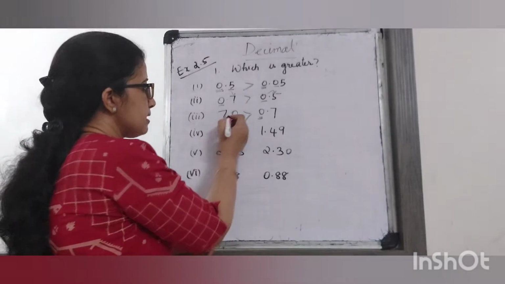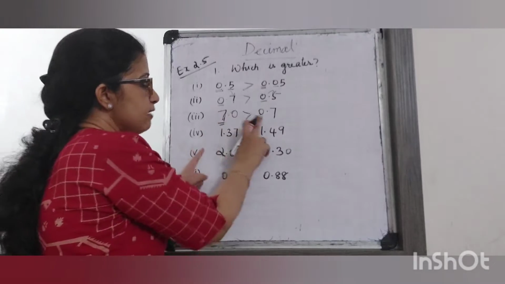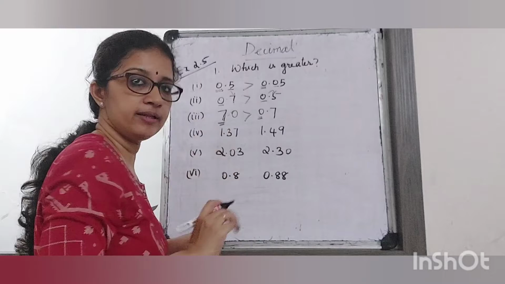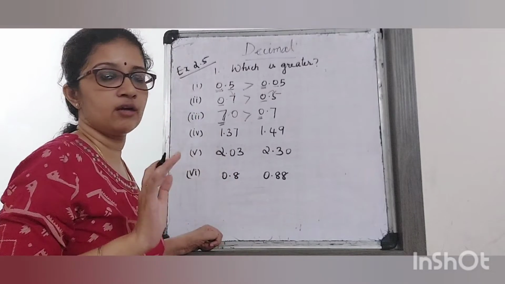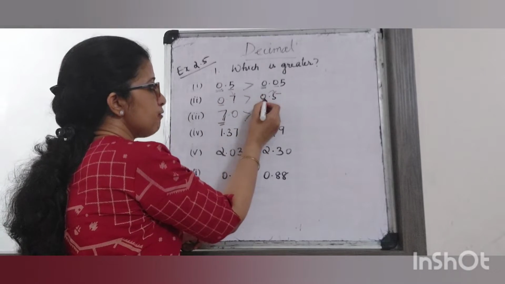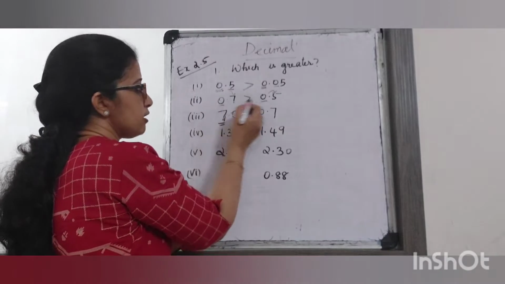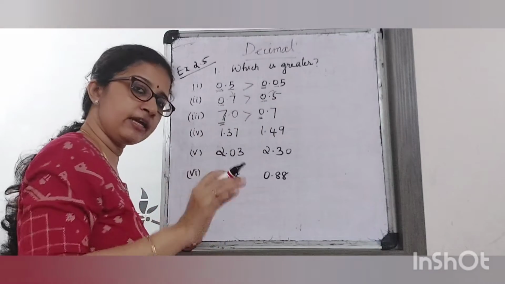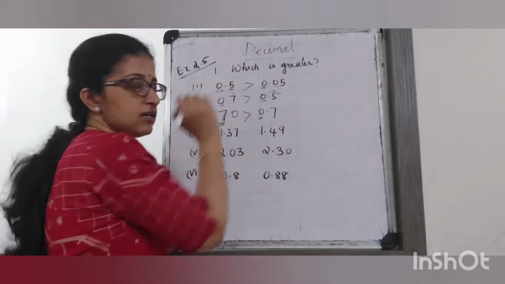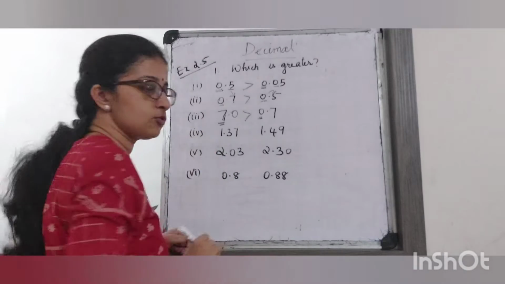Clear? So first step is that we have to check the digit towards the left hand side. In that itself we can conclude that one number is greater than the other number and we don't have to proceed further. Okay, but in case if the digit towards the left hand side of both the numbers are the same, for example here it is 0 and here it is 0, then we cannot conclude, right? Then we have to move on to the digit towards the right hand side. Clear? Now let's see the fourth question.